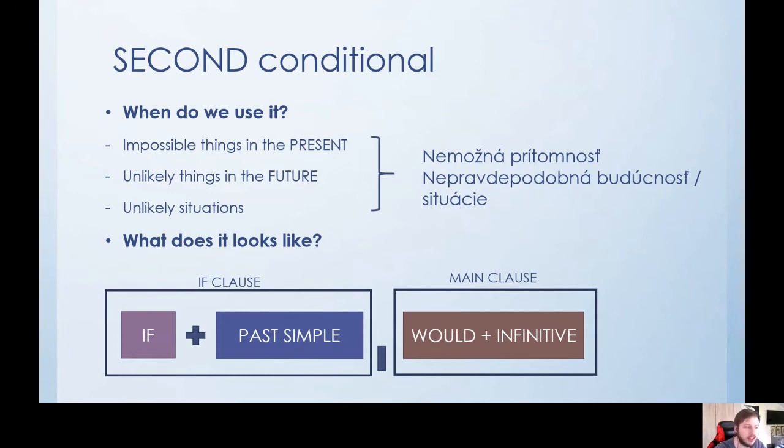We're just speculating. It's an unlikely situation. What does it look like? We use if plus past simple, then would plus infinitive. So we're moving on from the first conditional. Present simple changes into past simple, and will changes into would. Okay, so we're speculating about things in the present and the future. Let's look at some examples.